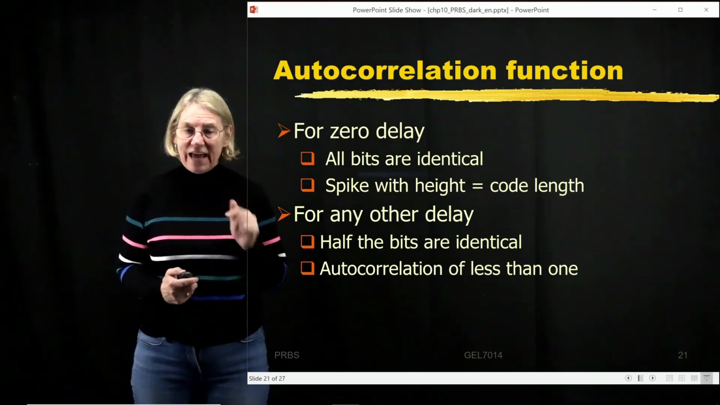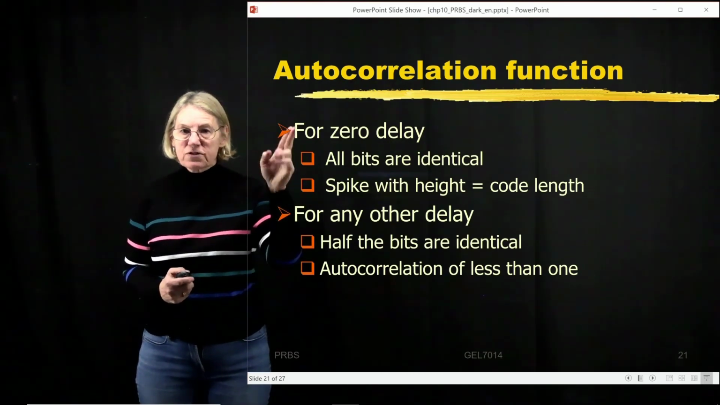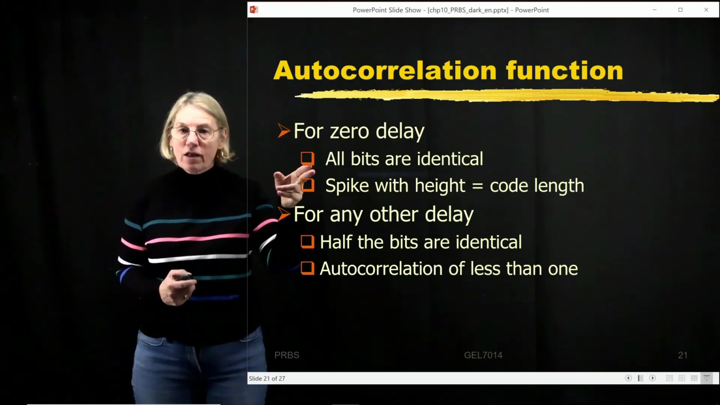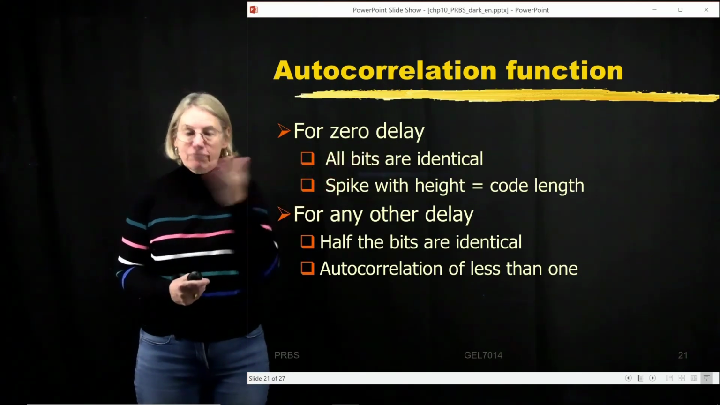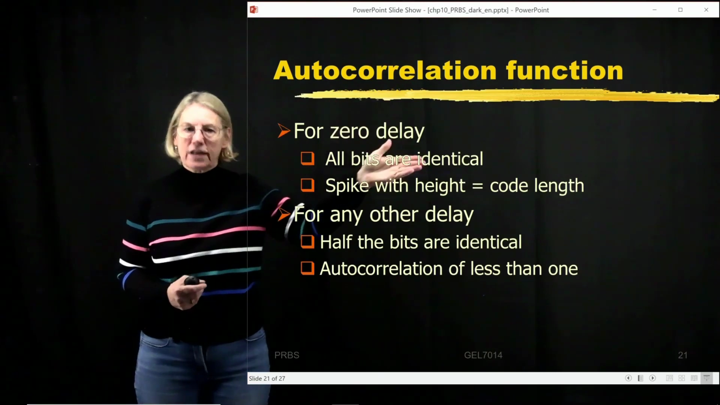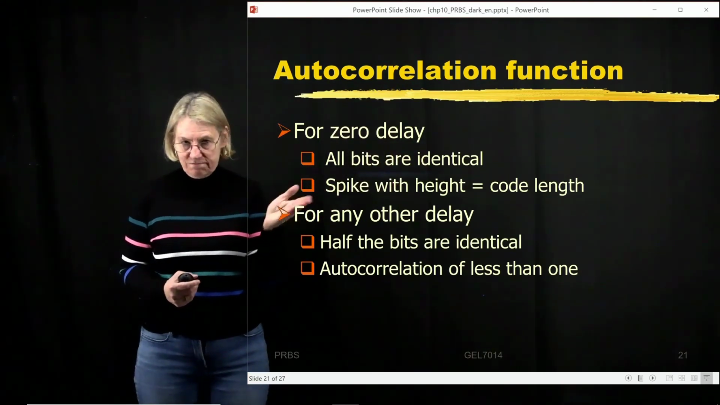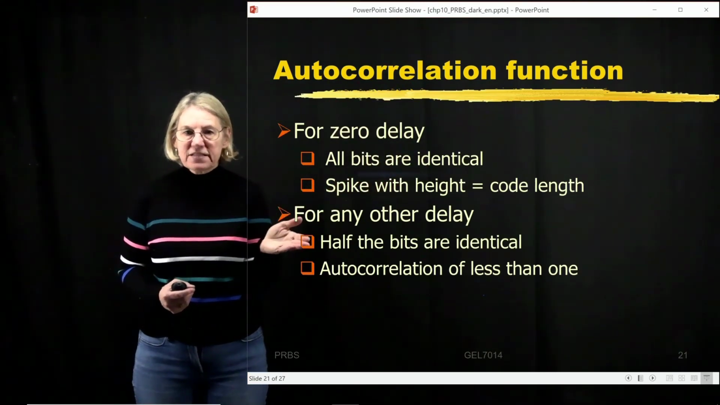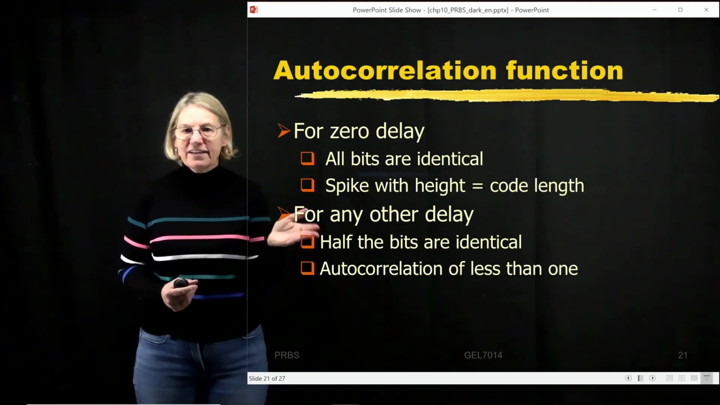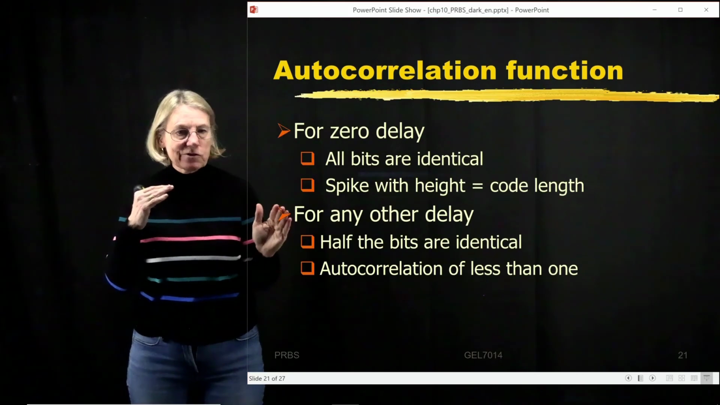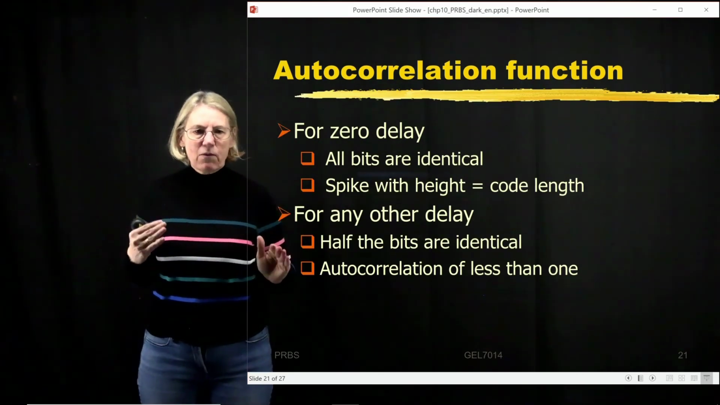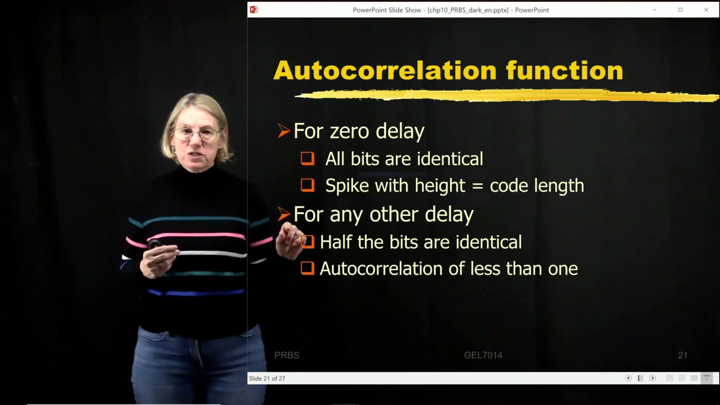So why did we get these properties? Because for 0 delay, of course, all of the bits are identical, and the spike has a height. If we didn't normalize it, the height would be the code length. For any other delay, half the bits are identical, and the other half are not, and so this is an odd and even number, so of course it's always off by 1.